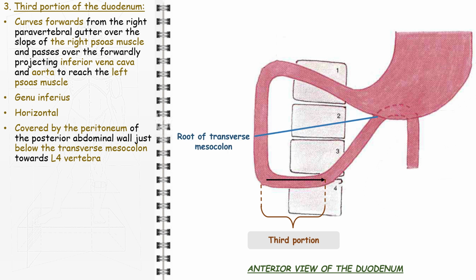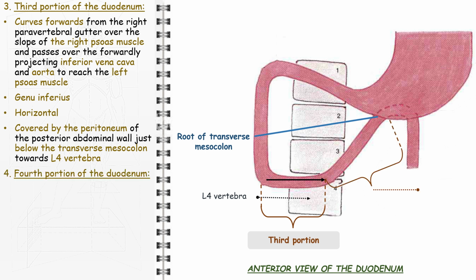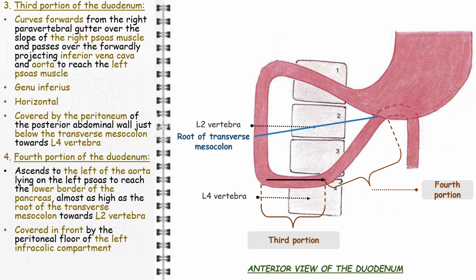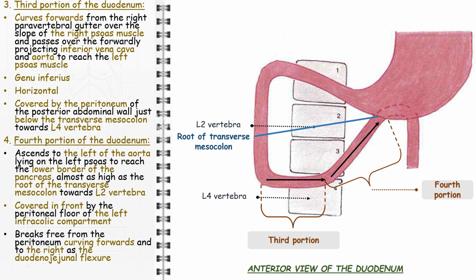The fourth portion of the duodenum ascends to the left of the aorta, lying on the left psoas to reach the lower border of the pancreas, almost as high as the root of the transverse mesocolon towards L2 vertebra. It is covered in front by the peritoneal floor of the left infracolic compartment. It breaks free from the peritoneum, curving forwards and to the right as the duodenojejunal flexure.